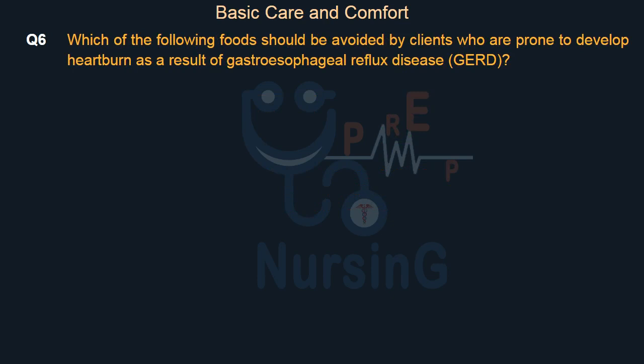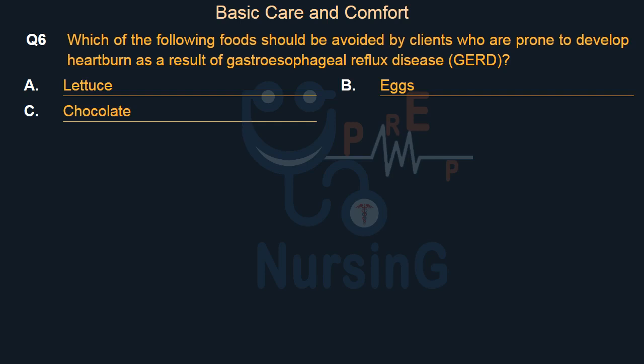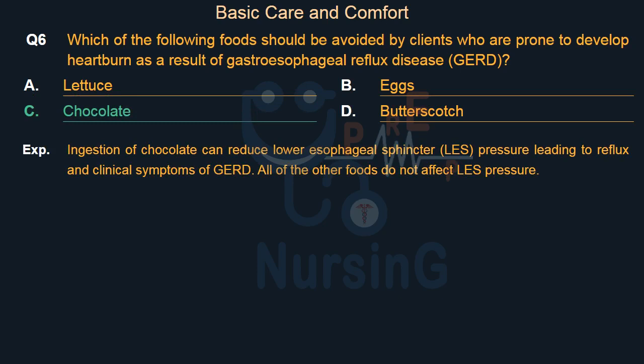Which of the following foods should be avoided by clients who are prone to develop heartburn as a result of gastroesophageal reflux disease, GERD? Option A. Lettuce. Option B. Eggs. Option C. Chocolate. Option D. Butterscotch. Right answer is Option C, chocolate. Ingestion of chocolate can reduce lower esophageal sphincter, LES, pressure leading to reflux and clinical symptoms of GERD. All of the other foods do not affect LES pressure.